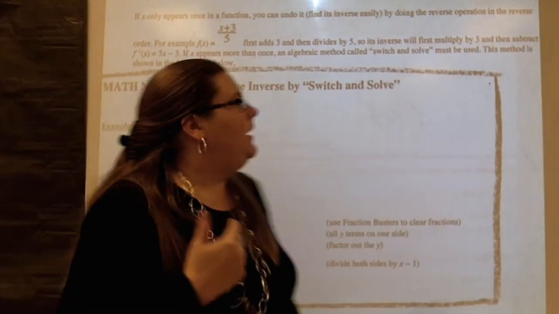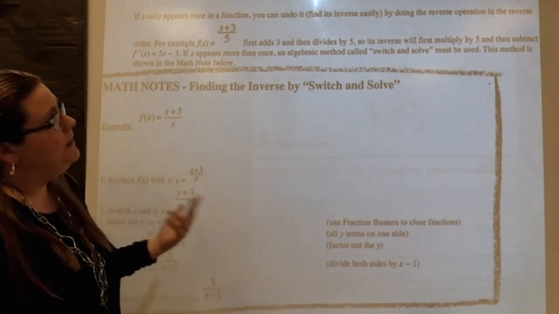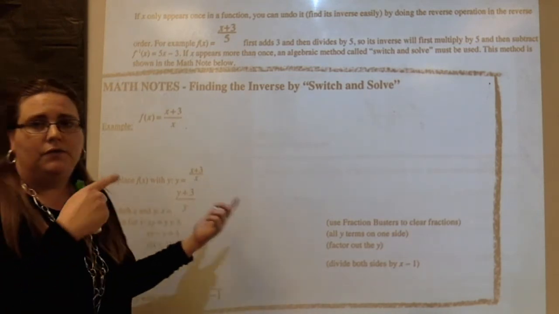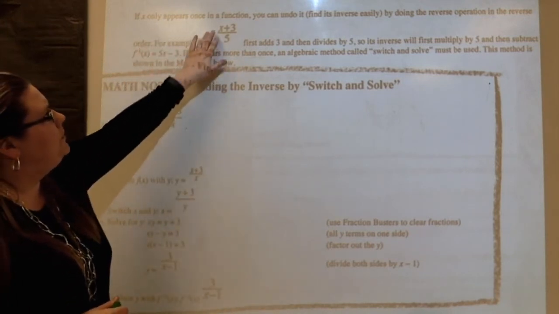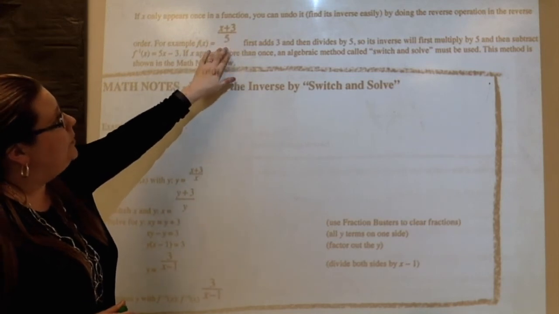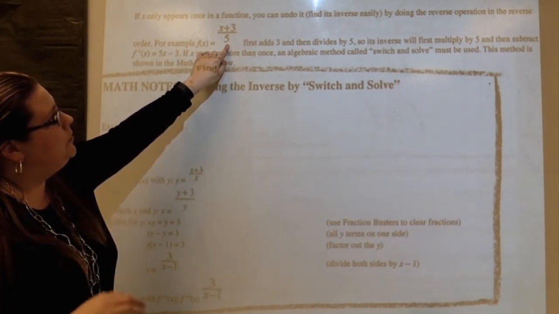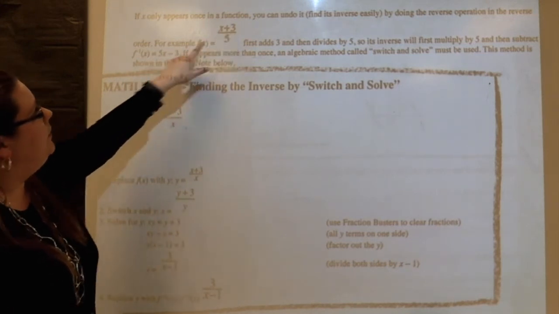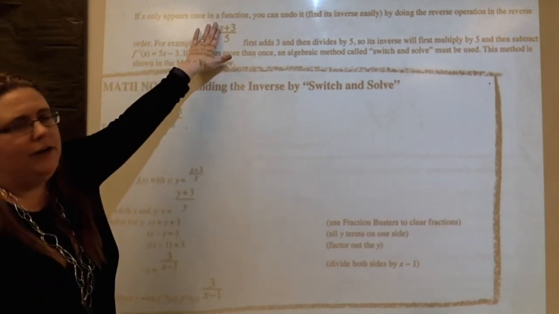All right, so 3-54 talks about finding the equation of the inverse. And this says, if x appears only once in a function, you can undo it or find its inverse easily by doing the reverse operation in the reverse order, which is what we've just done to those other 2 equations. For example, if you had the original function f of x equals x plus 3 divided by 5, which first adds 3, then divides by 5, its inverse will first multiply by 5, then subtract 3. So the undoing is pretty easy if you only have one x in it.